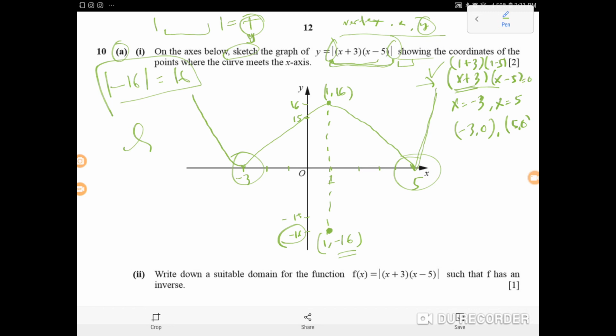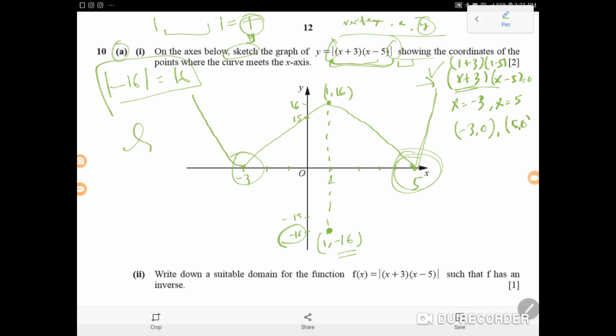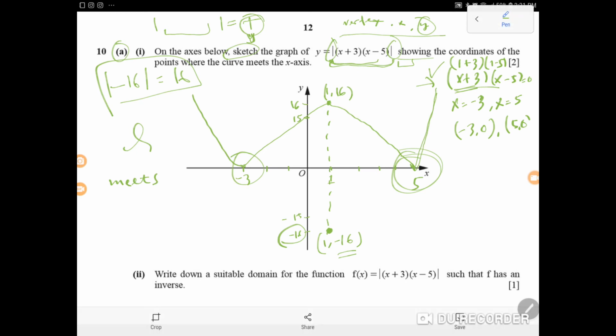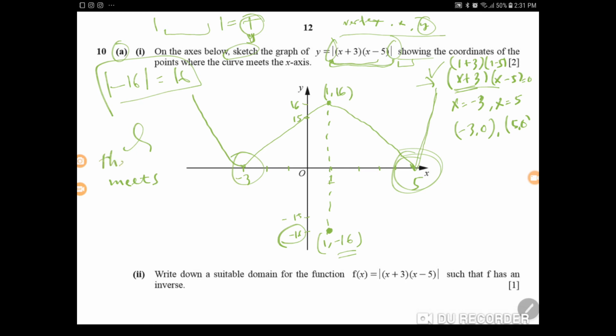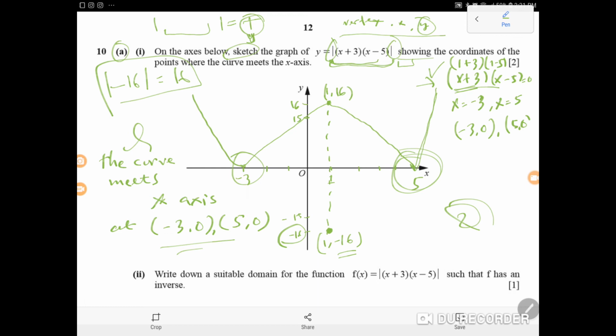So you can just show it in this way, like make a circle like that, or you can also leave the text here, like the curve meets the x-axis at negative 3, 0 and 5, 0, and that's it. You've got full marks, which is 2 marks, and that's it.